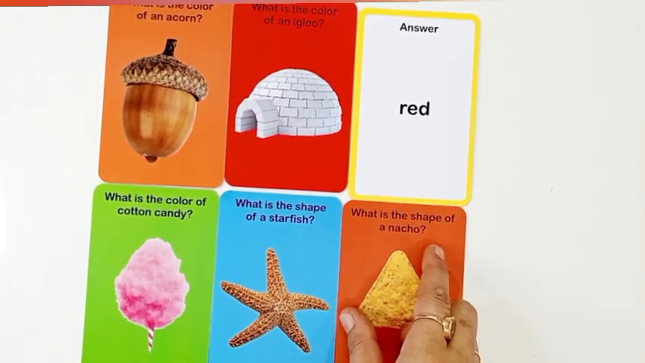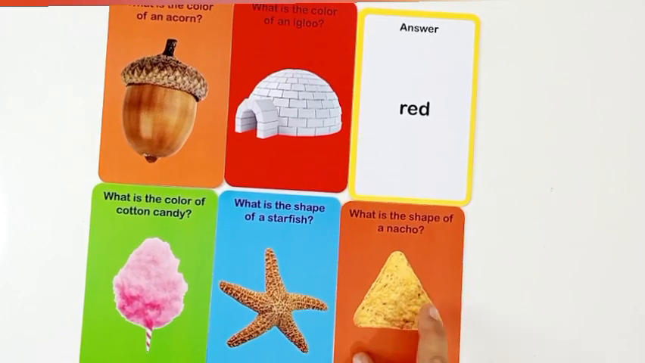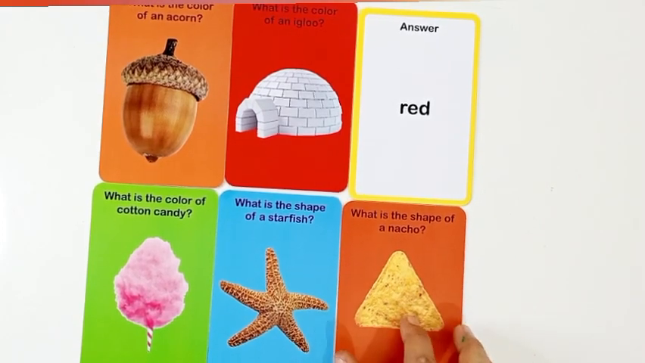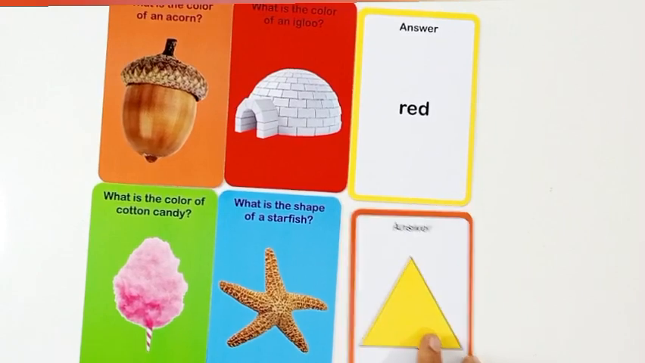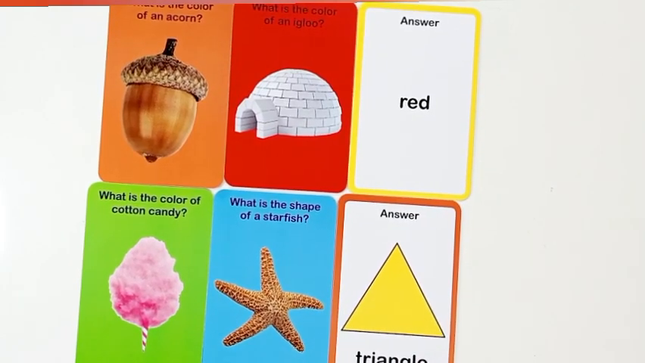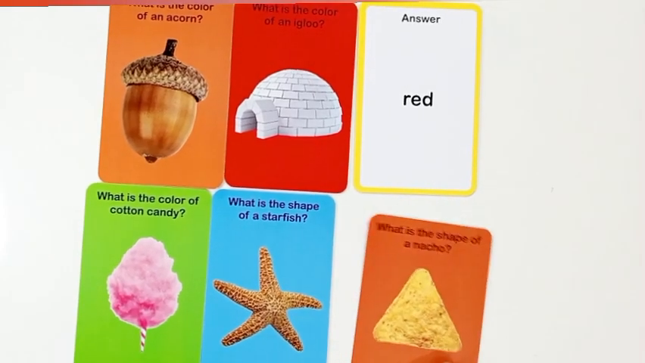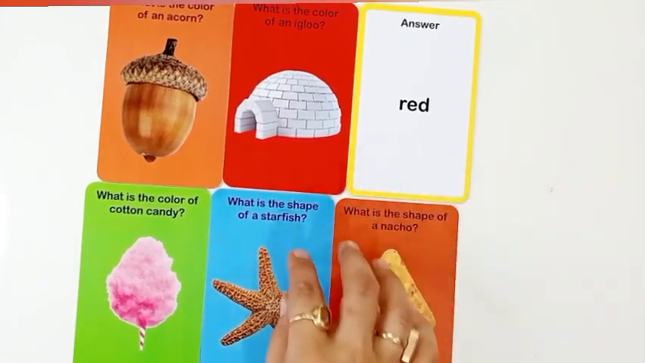What is the shape of a nacho? This is triangle. Let's see the answer. This is triangle. T-R-I-A-N-G-L-E, triangle. And the shape of the nacho is triangle shape.